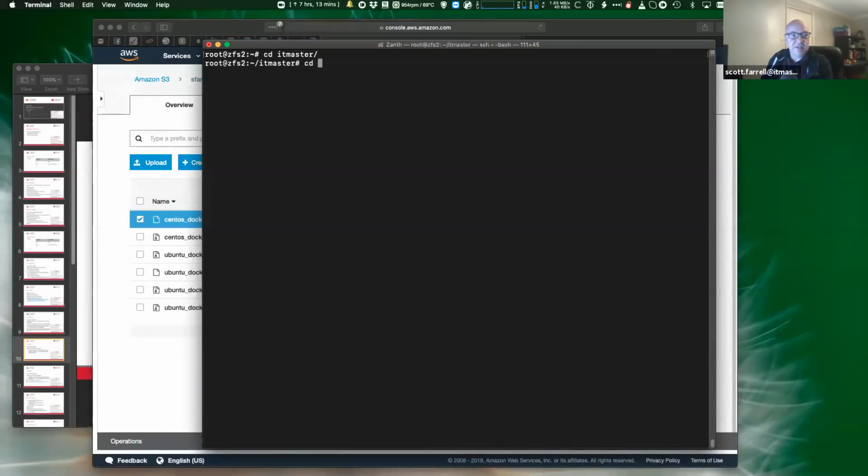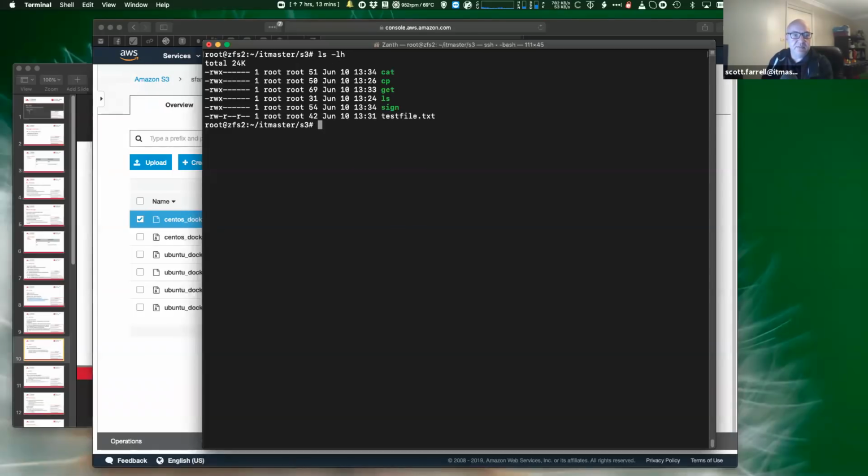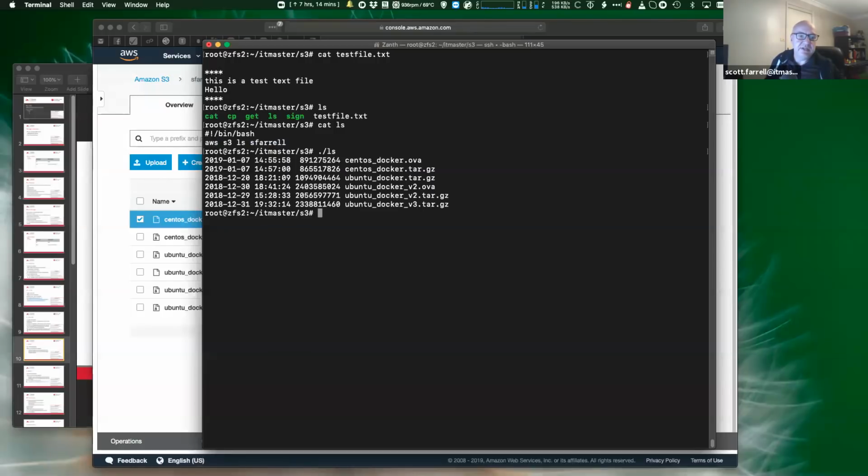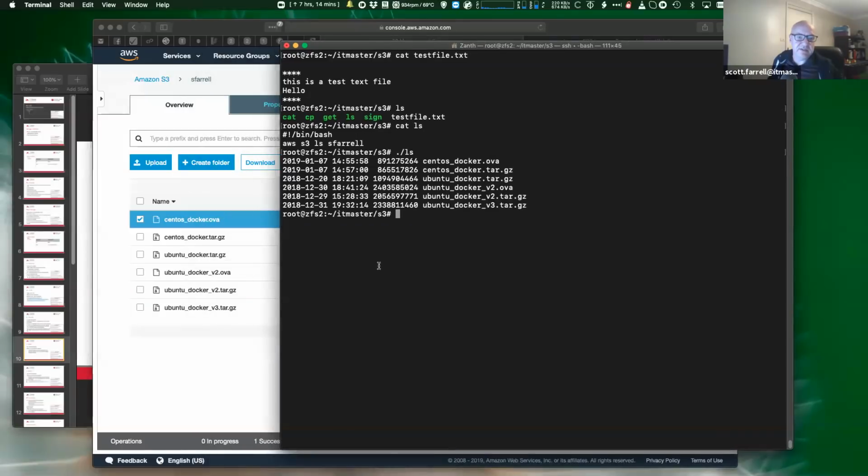Okay. So I've got a test file on this machine that just says, hello, this is a test file. And I've got an ls command. So I'm just going to run this. AWS is the command line. I'm going to run an S3 command. I'm going to ls, which stands for list in Linux. I'm going to have it list out this sfarrel bucket. So I'm just going to execute that. And it shows me pretty much the same thing as the web browser does.